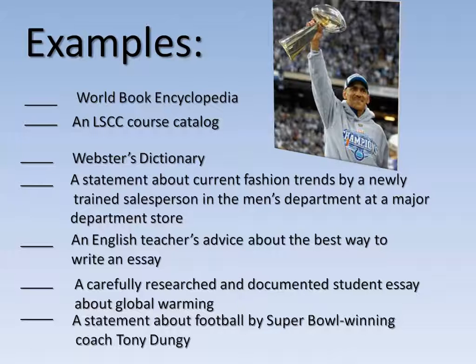Let's say you're reading a World Book Encyclopedia. What type of source is that? FS, IO, or EO? Correct. Factual source. This is proven information. It has been gathered and analyzed and compiled and put together. It is factual information. All right, let's do the next one.